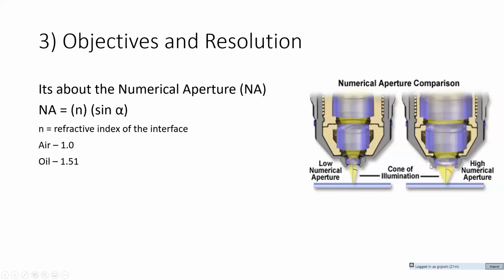So the sine alpha for an oil immersion lens is greater than the sine alpha for a low NA air objective. So if you put this into the equation, of course, the NA for your oil immersion objective is going to be higher compared to the NA for your air objective, right?